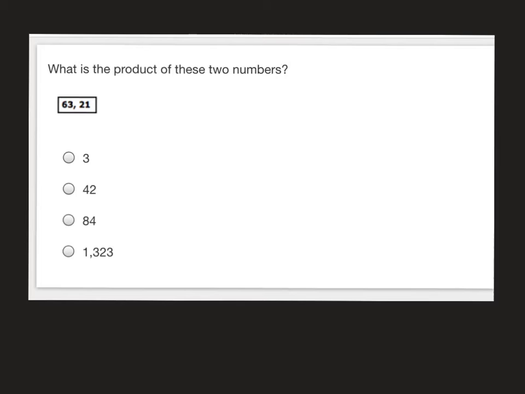All right, so I'm going to do these 10 different problems on multiplication with you. This one specifically just asks for the product, and we know the product is the answer to a multiplication problem. So all we're going to be doing here is taking these two numbers and multiplying them. I'm going to write them out first: 63 times 21.